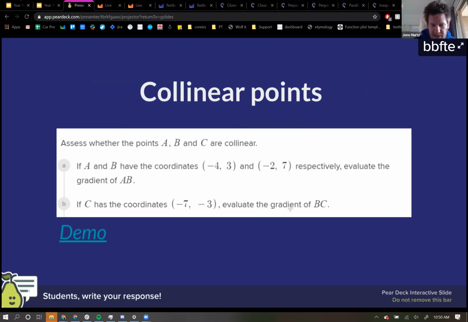Okay, let me just draw a very small version of it down here. A and B have the coordinates minus 4, 3 and minus 2, 7. That just gives us a rough idea of it. And then C has coordinates minus 7, minus 3. So let's just assume they are on the same line. We'll draw them on the same line for now. So what we want to do is find this gradient here between A and B, and this gradient here between B and C. If they're the same, the lines must be collinear.